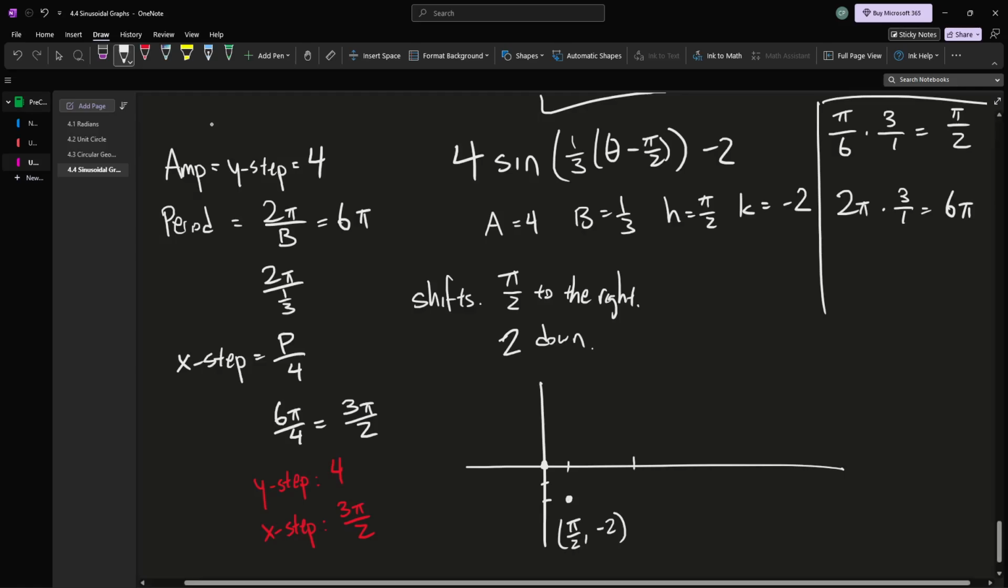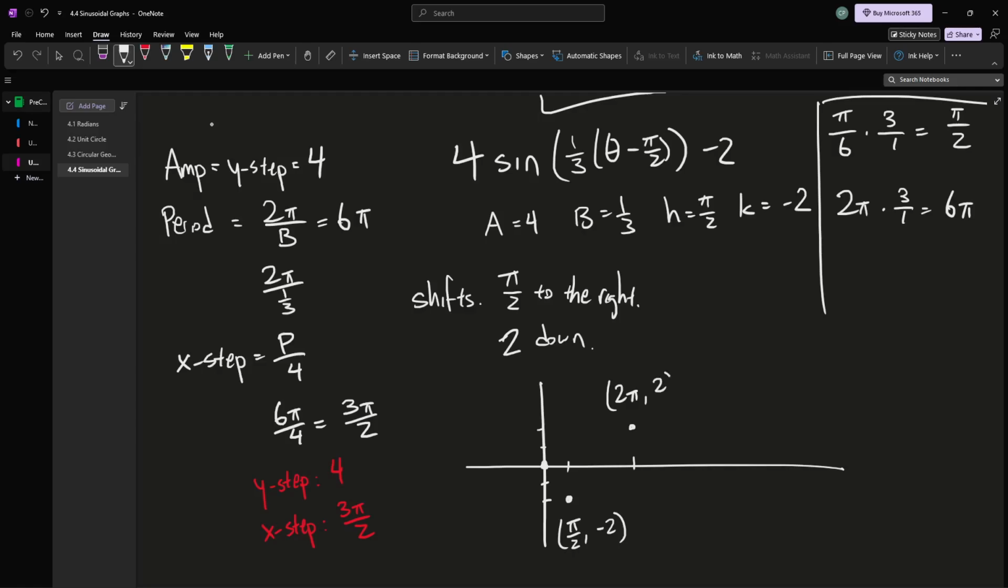Let's say that's 2 pi. And then I want to go up 4. So negative 2 plus 4 gives me positive 2. So over here, 2 pi at 2. And let's actually just show the work as well. So what we're doing right here was pi over 2 plus my x step, 3 pi over 2, to give me 4 pi over 2, which is 2 pi.